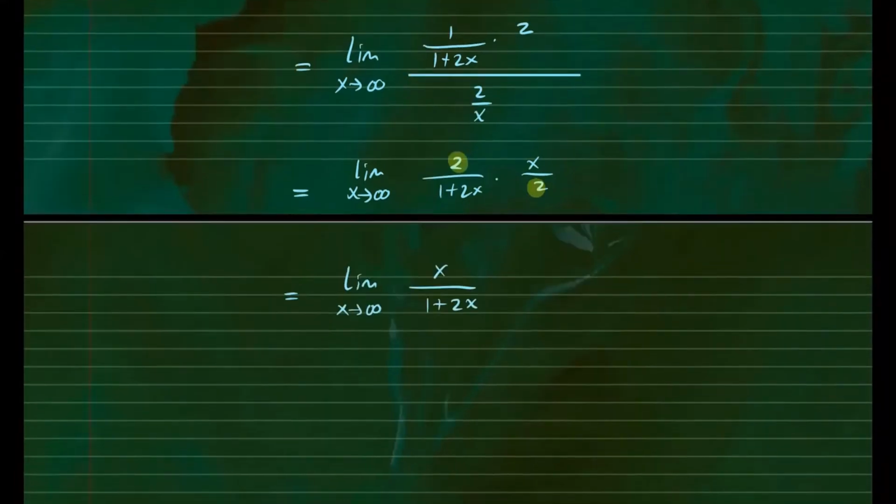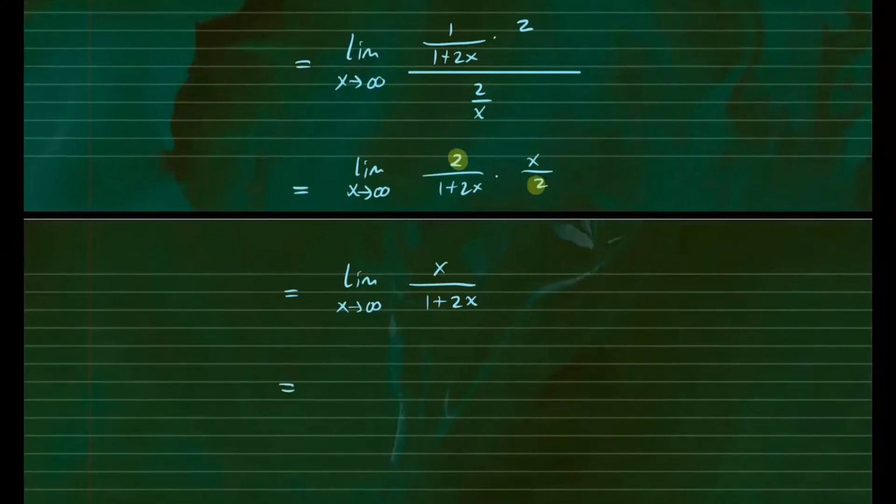Now, if you take the limit, as x goes to infinity, you compare the degrees of the top and the bottom. They're equal. This has a degree of 1, and this has a degree of 1. So the limit of this is the ratio of the coefficients in front of them, which is 1 over 2. So this limit is 2. Sorry, this limit is 1/2.